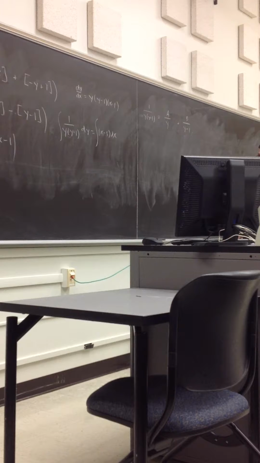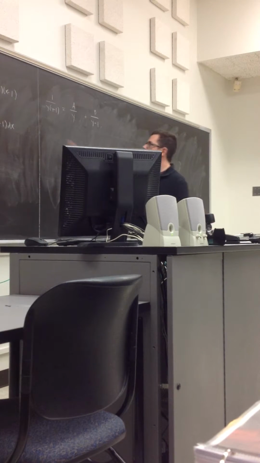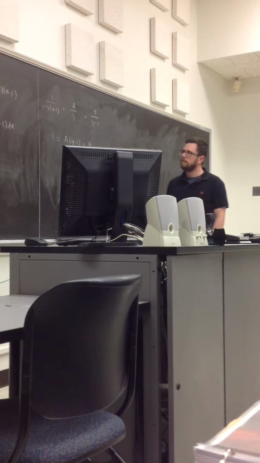Now we need to determine A and B. Multiply by the common denominator, y times y minus one. The left-hand side is one. The right-hand side would be a times y minus one plus b times y. Now what?